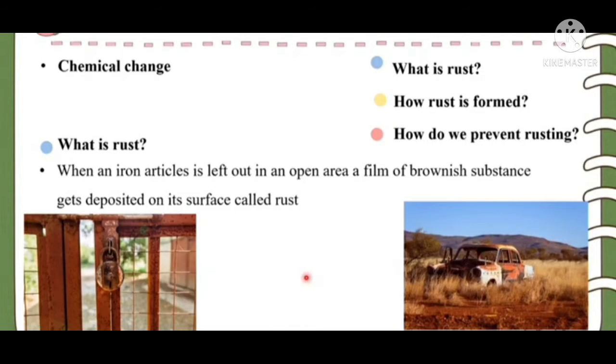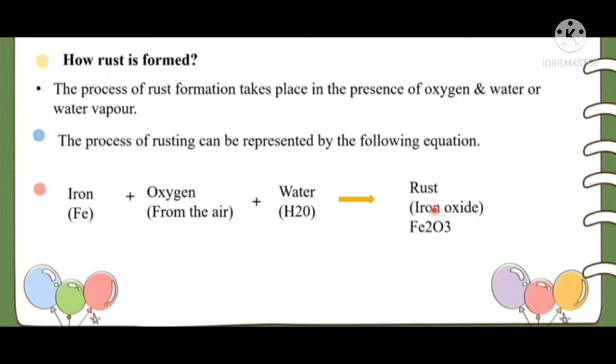So what is rust? When an iron object is left out in an open area, a film of brownish substance gets deposited on its surface, which is called rust. So how is rust formed? The process of rust formation takes place in the presence of oxygen and water or water vapor. The process of rusting can be represented by the following equation: iron plus oxygen plus water gives iron oxide. The chemical name of rust is iron oxide, that is Fe2O3.